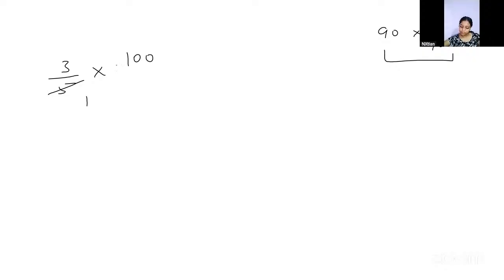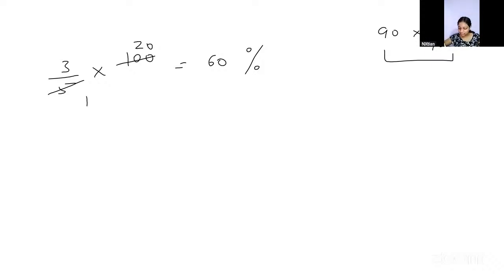5 ones are 5, 5 twos are 10, 0. 3 twos are 6 and 0. How much? 60%. This is the easy method. This is the simpler method. Multiply the fraction by 100.